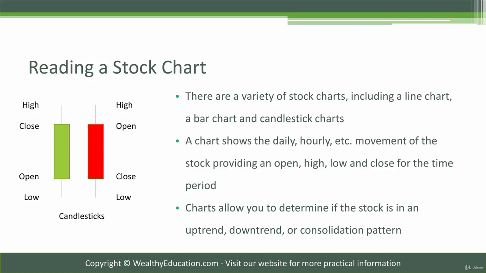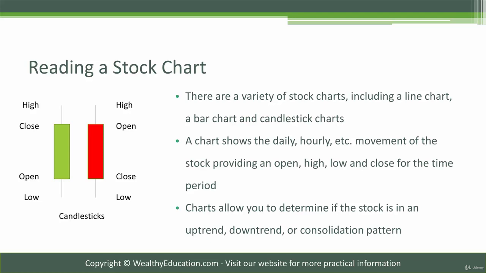Charts are important because they allow you to determine if the stock is in an uptrend, a downtrend, or a consolidation pattern, which basically means moving sideways between two prices. So let's talk a second about the candlesticks on the left. We'll have two types of candlesticks, a red candlestick and a green candlestick. And these will be the predominant candlesticks on a candlestick chart. You can have a candlestick which is neither red nor green, which basically means the stock opened and closed at the same price for the day.